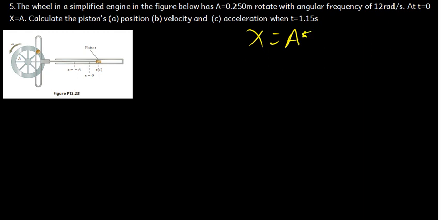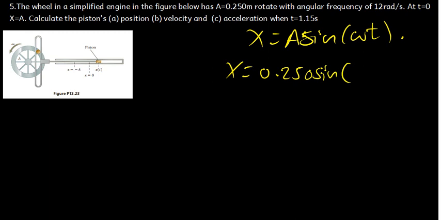So we know that we have this for position. We have been told that a is 0.25, then we have sine of the angular frequency, 12, times the time, 1.15. Now the calculator is supposed to be in radian. Very, very important, guys. The calculator is supposed to be in rad, because this here is in rad. So for us to find the correct answer, we are supposed to convert the calculator to rad.